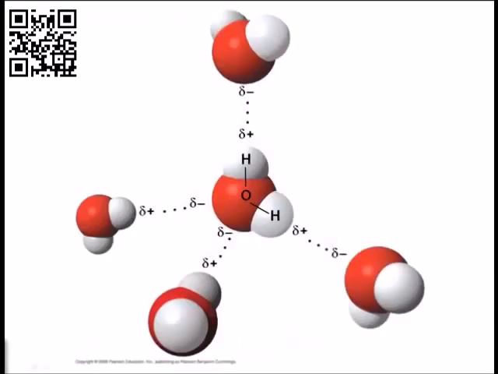The partially positive hydrogen of one molecule and the partially negative oxygen of another molecule are attracted to each other and form a bond between one another. This type of bond is referred to as a hydrogen bond.